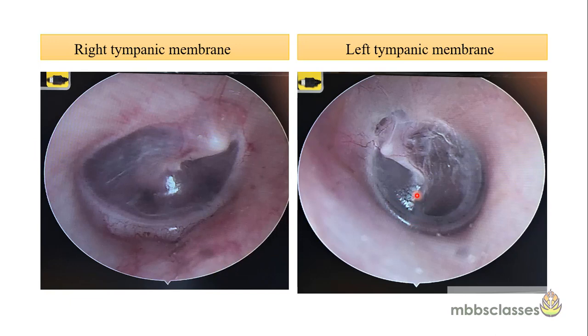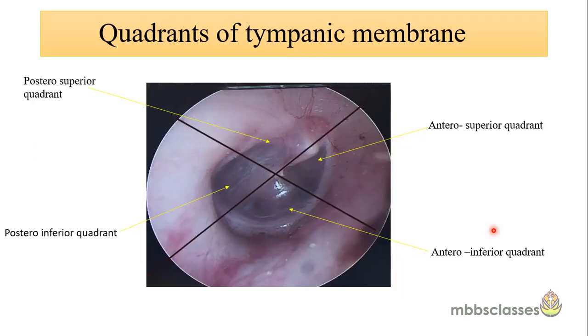If you see here, this is the cone of light, very well seen. So this will be the anterior part of the tympanic membrane. This part will be the posterior part of the tympanic membrane. So the cone of light helps us to identify the side of the tympanic membrane if it is given only in picture form.